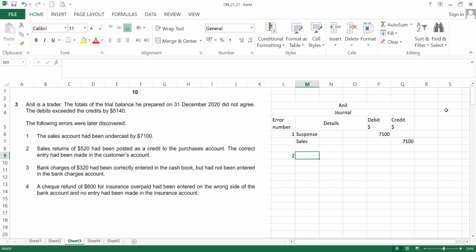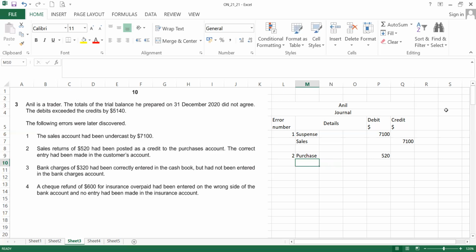Second is that sales return of 520 has been posted as a credit to the purchaser's account. The correct entry has been made in the customer account. So customer account, trade receivable, is correct, but the sales return posted to the purchaser's account is wrong. So I have to reverse the purchaser's account. The purchaser's account is credited, now I have to put it into the debit side, to remove the error.